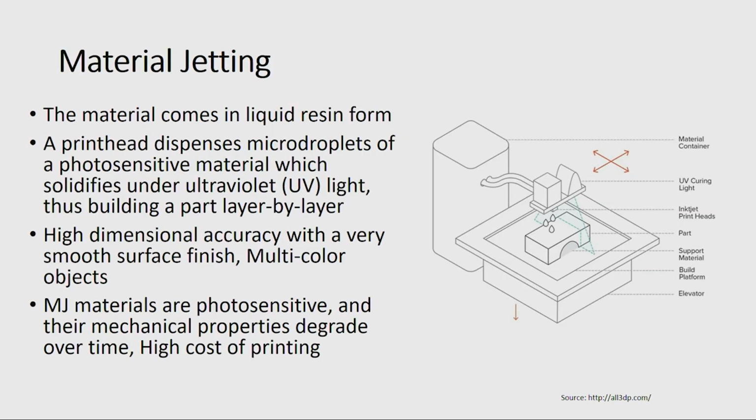Next technology is material jetting. This is similar to a normal inkjet printer. In normal printers, a paper will be on the bottom side, and an ink cartridge and ink nozzles will be there. The ink nozzle will go over the paper, and it will deposit printing ink on the paper.